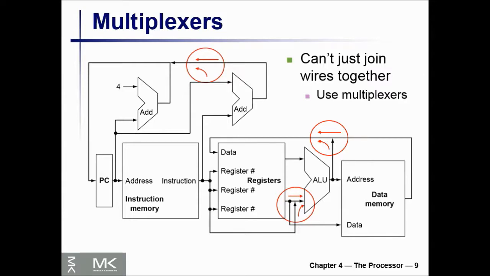Second aspect is that the units must be controlled depending on the type of instruction. For example, the data memory must read on a load and write on a store. The register file must be written only on a load or an arithmetic logic instruction. Similarly, the ALU must perform one of several operations.